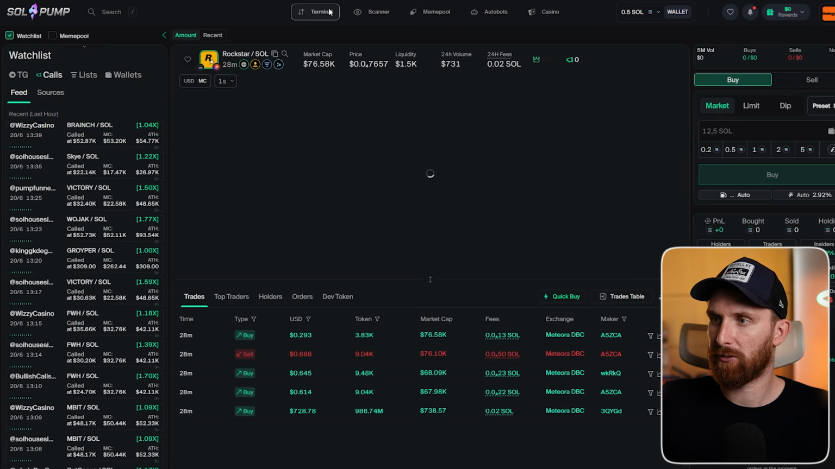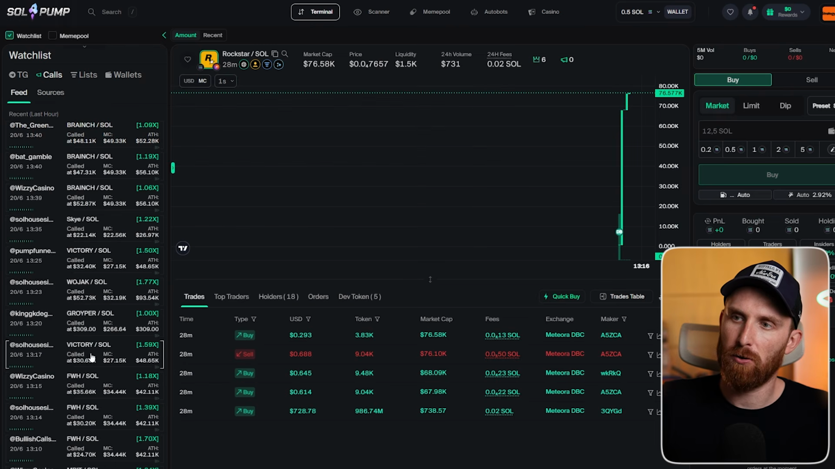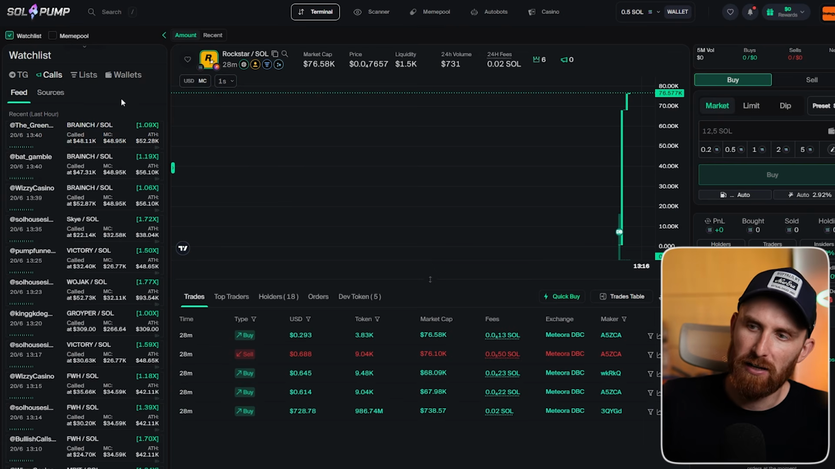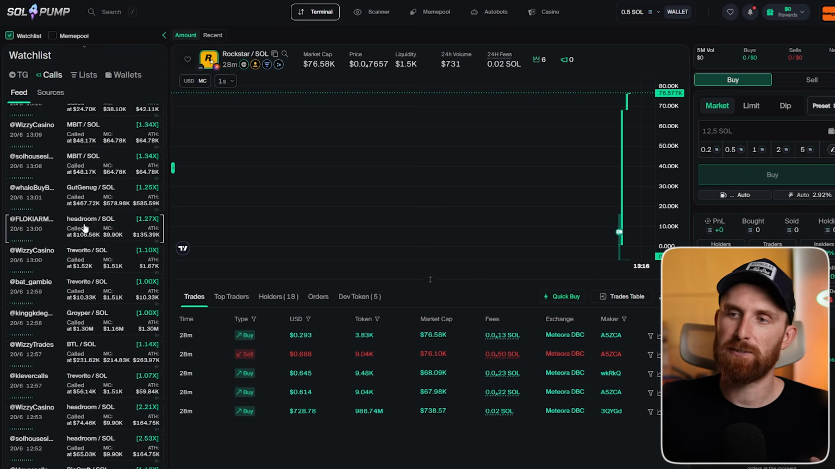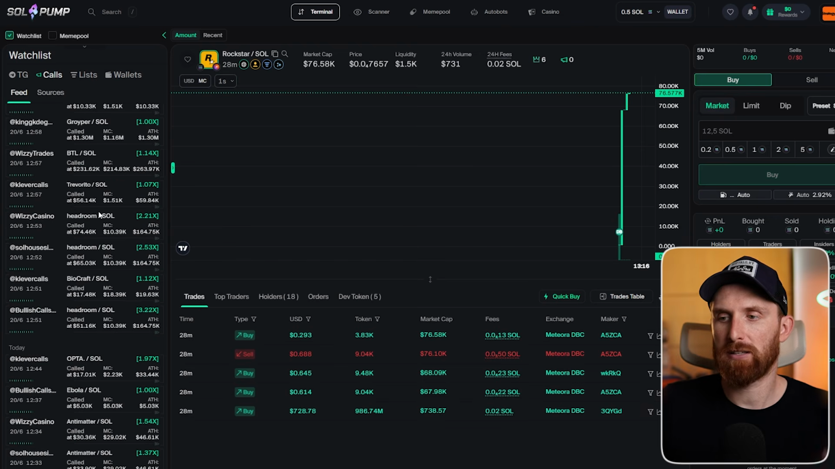Also, if we go back to the terminal, you can see all the calls on the left. So for example, you can remove this watch list if you add it. When you're trading, on the left, you can see all the last trades. You can see recent in the past hour. So we have some pretty small 1.7, 1.5, but this is really great because this indicates what kind of tokens are trending, what these guys are calling.